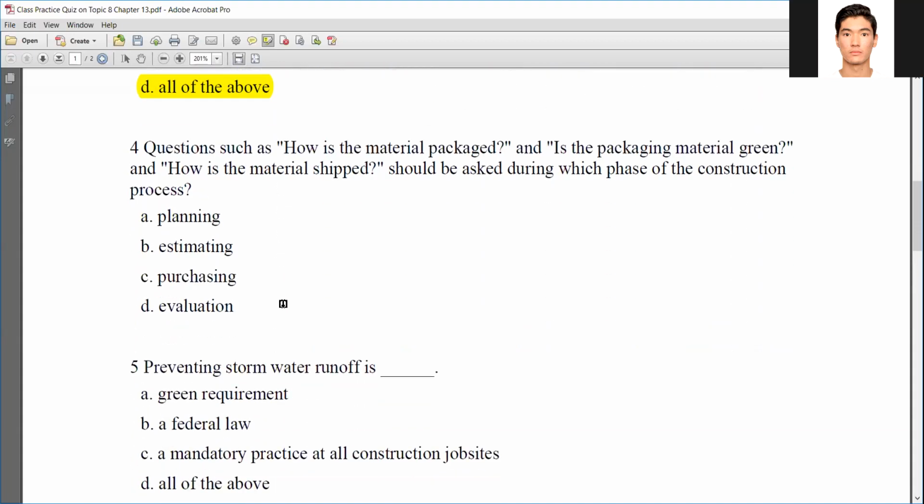Okay. A question such as how is the material packaged, and is the packaging material green, and how is the material shipped, should be asked during which phase of the construction process? Planning, estimating, purchasing, and or evaluation.